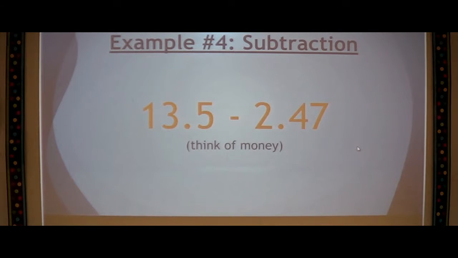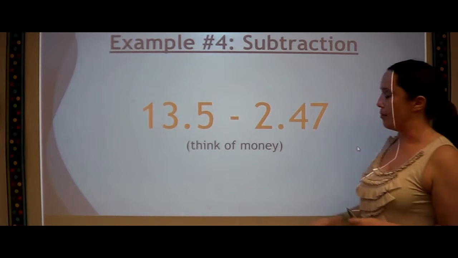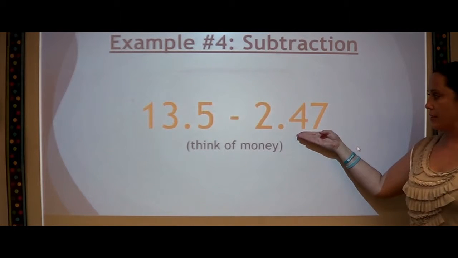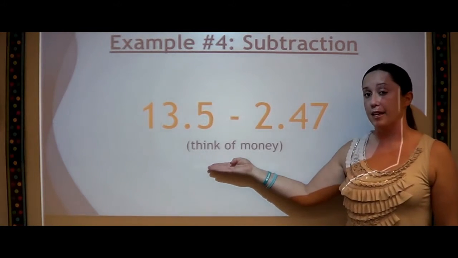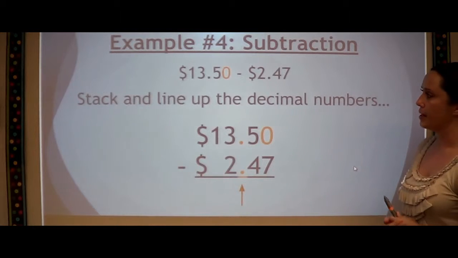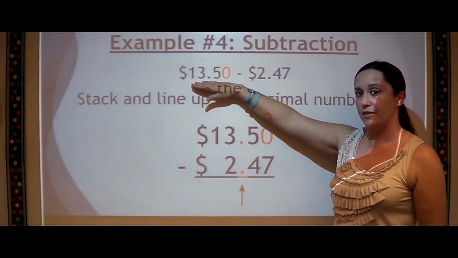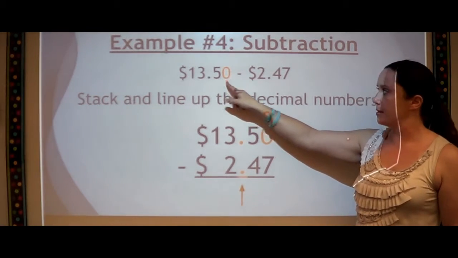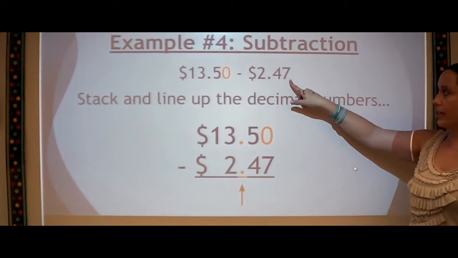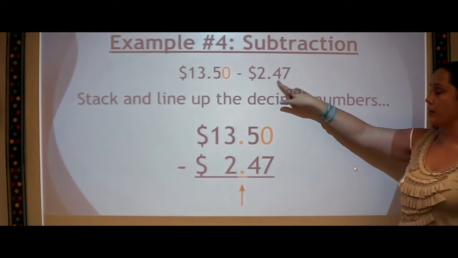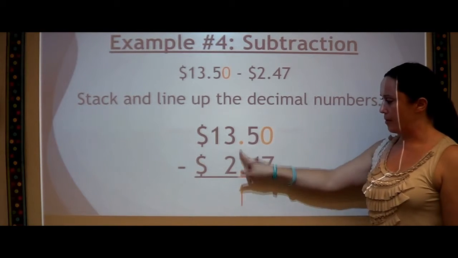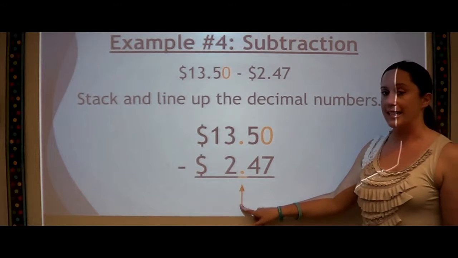Now we're going to be moving on to subtraction. For our first subtraction example, we're going to deal with 13 5/10 minus 2 47/100. Again, we're going to go ahead and think of money. So we're going to change it to $13.50, adding that placeholder 0 in the hundredths or the pennies place, minus 2 47/100, or $2.47. So first thing we do is stack up our numbers and make sure our decimals are in alignment.